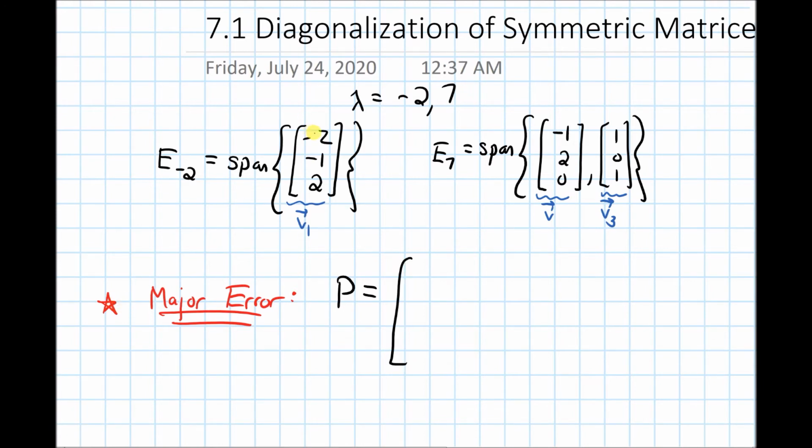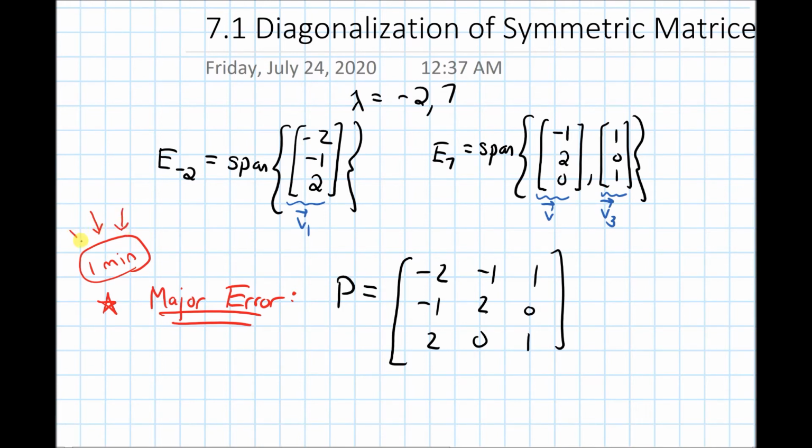So let me put these eigenvectors in as the columns of P. So -2, -1, 2 will be my first column. And the other two eigenvectors, I have -1, 2, 0, and then 1, 0, 1. At this point, pause the video for about 1 minute and see if you can figure out what the major error is that I've made. My hint is there are actually 2 errors that I've made. See if you can spot those 2 errors. Pause the video in 4, 3, 2, 1. Pause the video and really try to think about this.